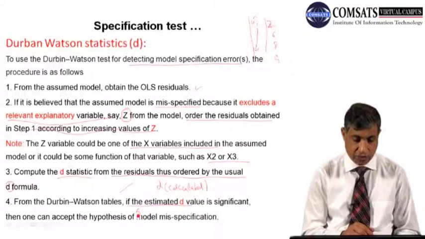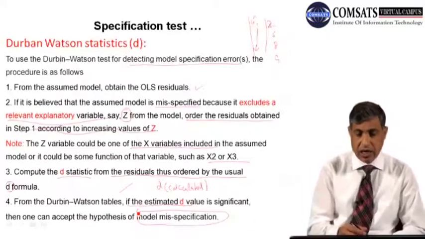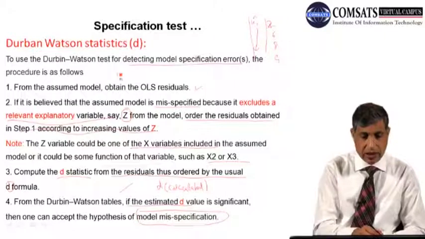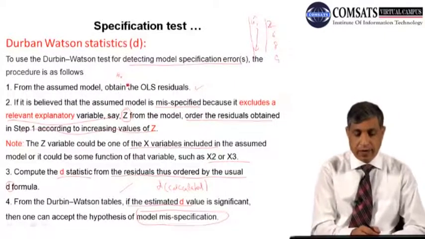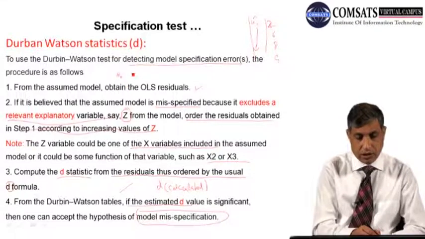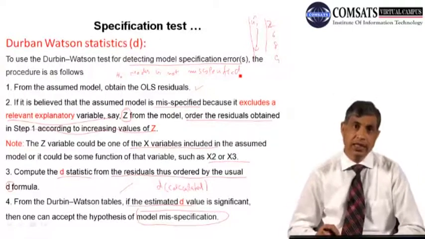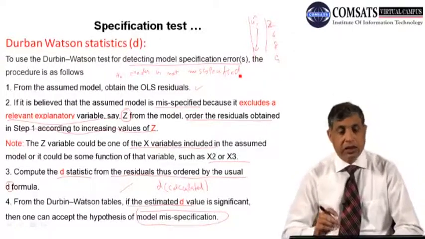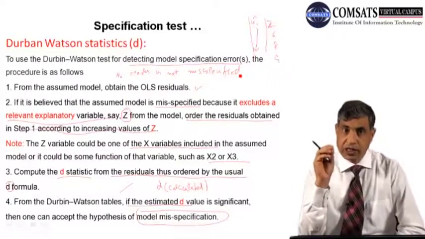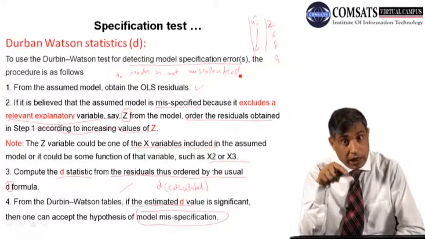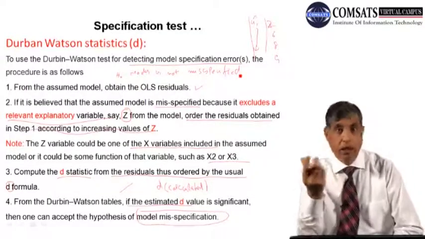Here there is something very special. Our null hypothesis at this stage, in Durbin's test, is that the model is not misspecified. What this means is that we have set the null hypothesis that the model is not misspecified. If it is rejected, the model is misspecified. If it is not rejected, then there is no problem.